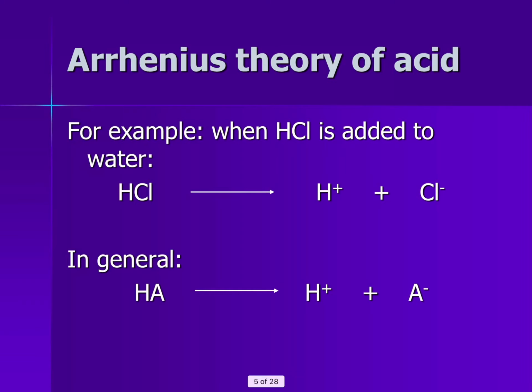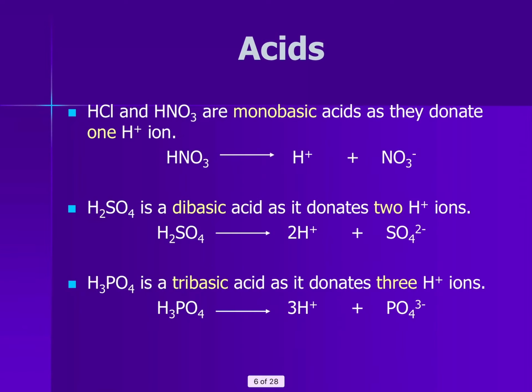Remember that acids have to have a proton. So if you're trying to identify something as an acid, it has to have a H. It has to have a H so that it can donate that H. Now, you need to be able to classify acids as monobasic, dibasic and tribasic.